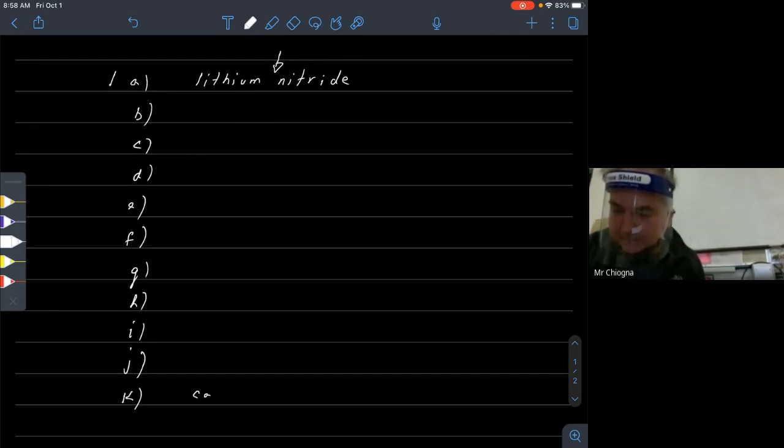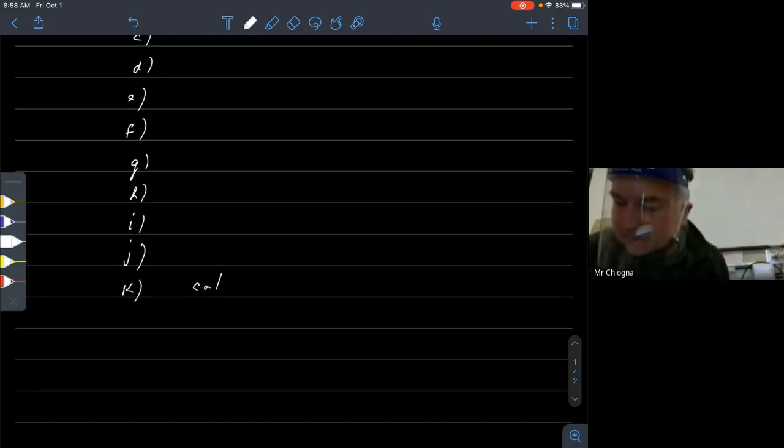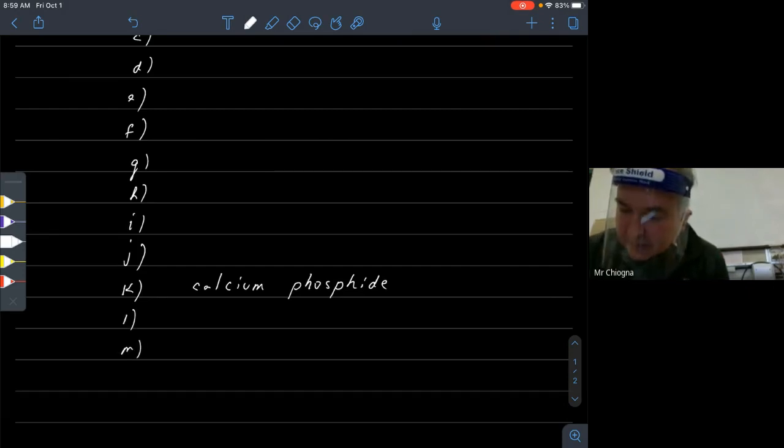Calcium phosphide. That's it. Next one, sodium oxide. Next one, cadmium sulfide. I'll write that one out for you as well.